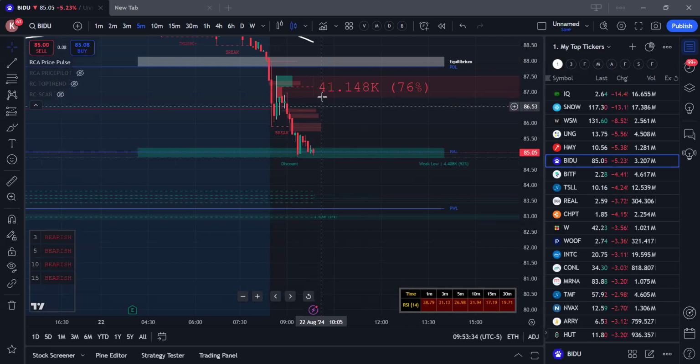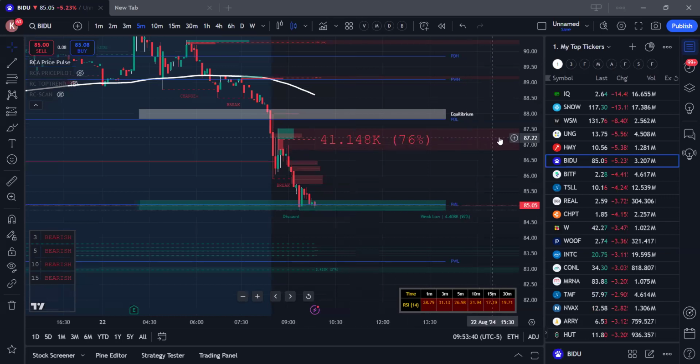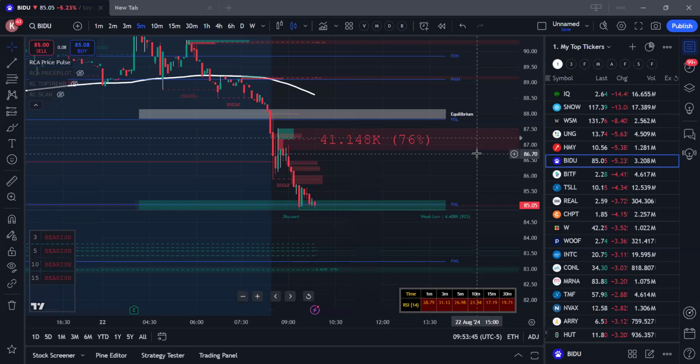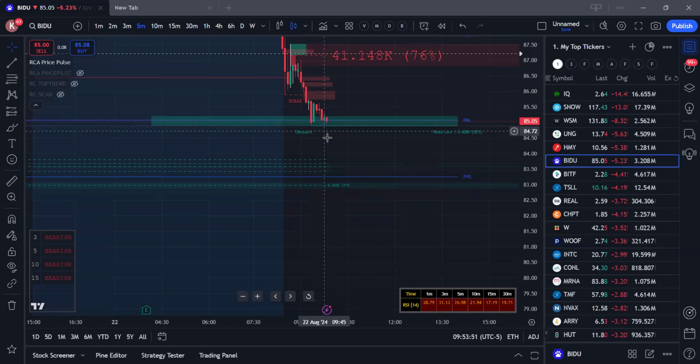So wait for a small pullback. If there is a pullback, then we can enter. You can always add an alert here. Add an alert on Baidu at 87. Whenever Baidu comes here, again it will start dropping. Or if it breaks the support and starts dropping, we can buy the puts. It can come all the way to $82.